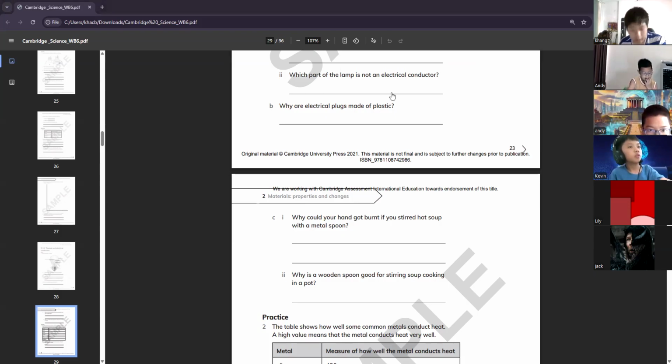Anyways, as you can see, I've already told you that you should use a wooden spoon and not the other type of spoon. So yeah.